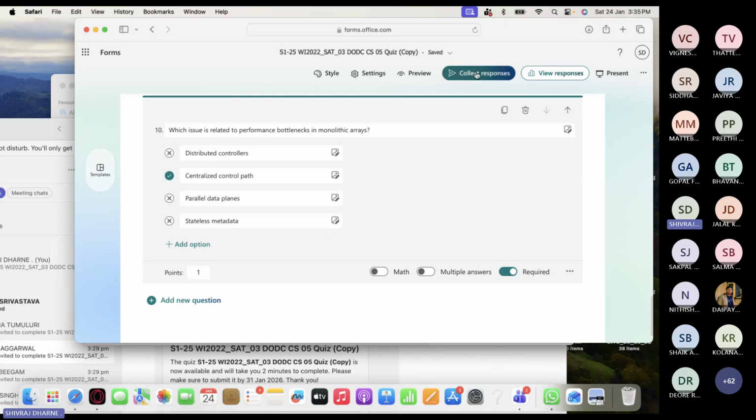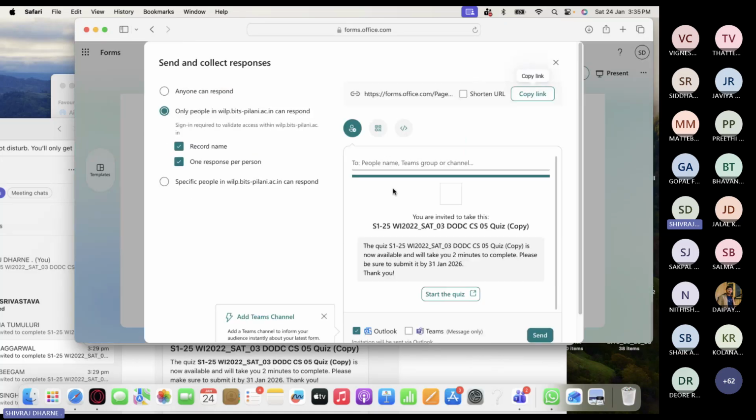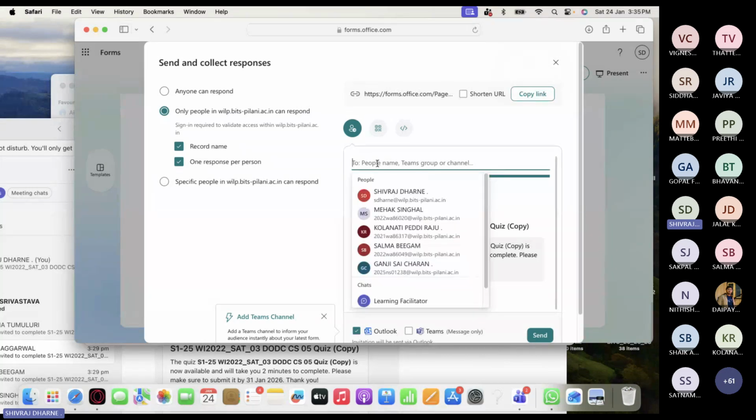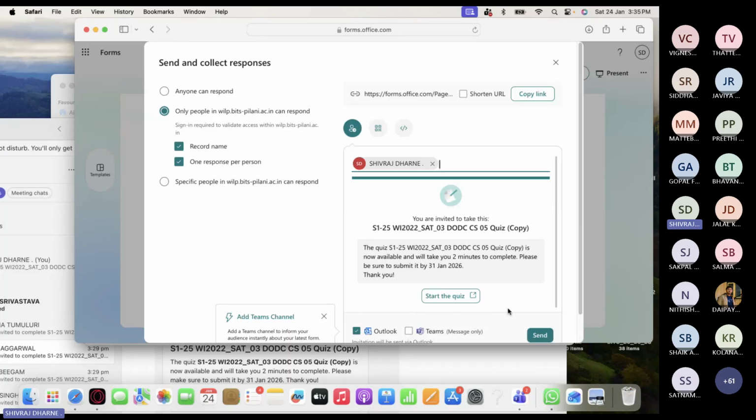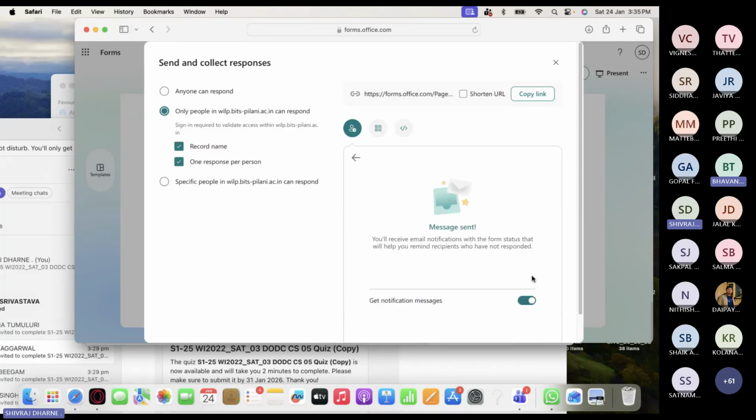Right? Now you can say collect responses, then you will get this. Okay, like what Surbi and others were sending. So you can put your email ID or my email ID and send it. Once you send it, I will get it.